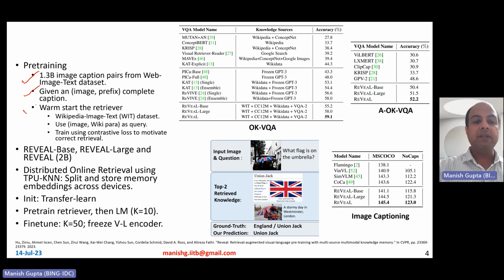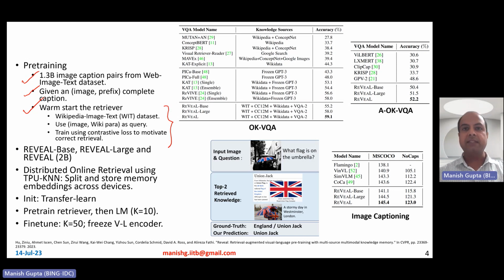Now the retriever cannot be a dumb retriever, otherwise the retrievals will be very bad in the beginning. Therefore, you avoid the cold start by warm starting the retriever. The way the pre-training is done is that you first pre-train the retriever and then you do the entire Reveal model pre-training. The retriever is pre-trained, or warm started, by using the Wikipedia image-text corpus.